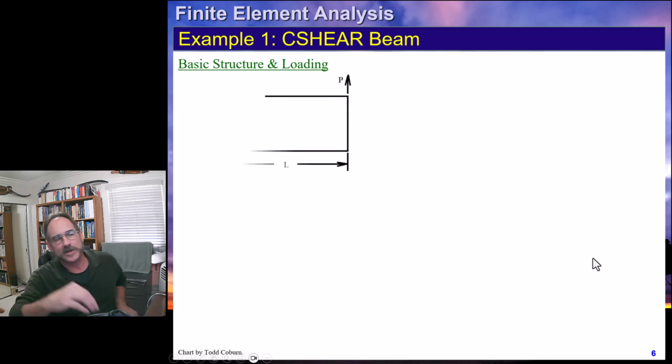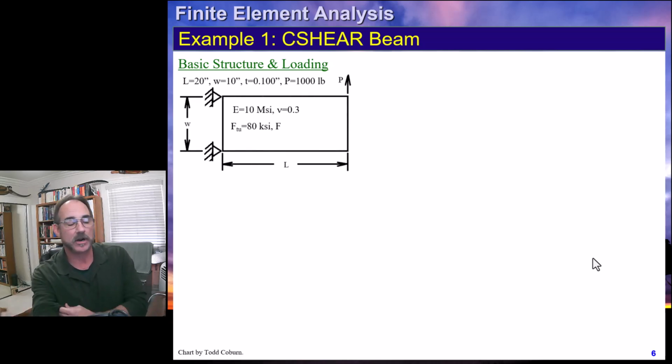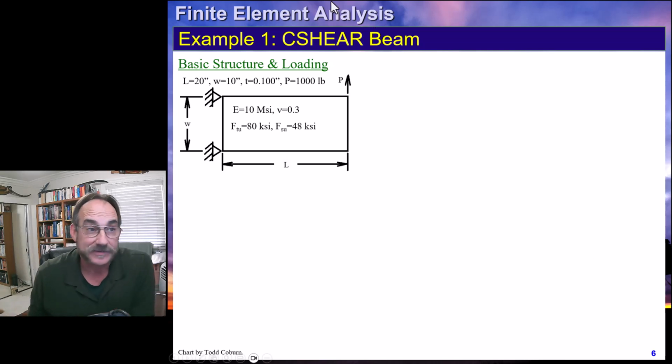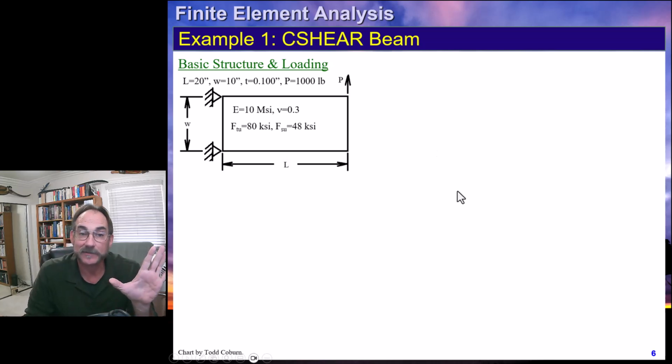Okay, so let's start looking at some examples. That's the basic building blocks that we're going to need to understand shear usage of C-shear elements. Our first example is a simple cantilever beam. In fact, all of our examples in this particular lecture are going to be cantilever beams to keep it simple. We're going to fix both left end nodes. These are the properties and the applied loads.